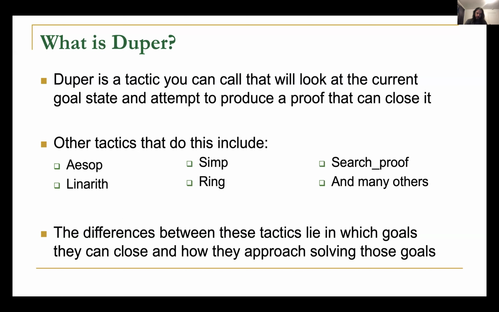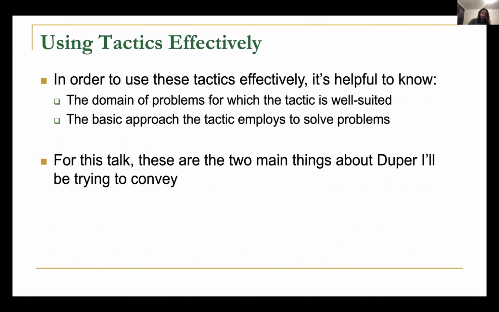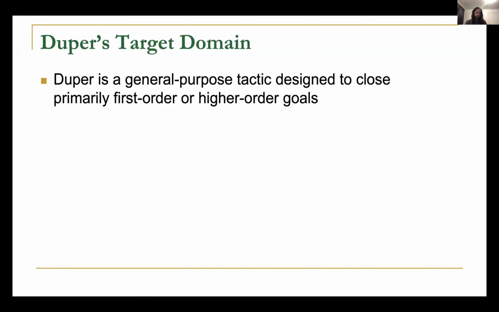Some of these tactics implement specialized decision procedures specifically for solving problems in a particular domain. Some of these tactics search through Lean's libraries for relevant lemmas to apply. Some take entirely different approaches, such as using machine learning to try and guess how a human would proceed from the current goal state. In order to use these tactics effectively, it's helpful to have an intuition for both the domain of problem for which the tactic is well suited and the basic approach the tactic employs to solve problems. So for this talk, these are the two main things about Duper that I'll be trying to convey. I'll start by describing Duper's target domain.